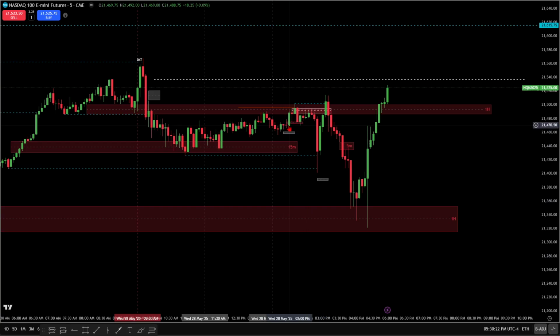Macro here, FOMC speaks, come up, perfect equilibrium. Look at this closure again, this green candle, perfectly under equilibrium, perfectly. And then we displace, come back up to it, last hour of trading, macro starts.